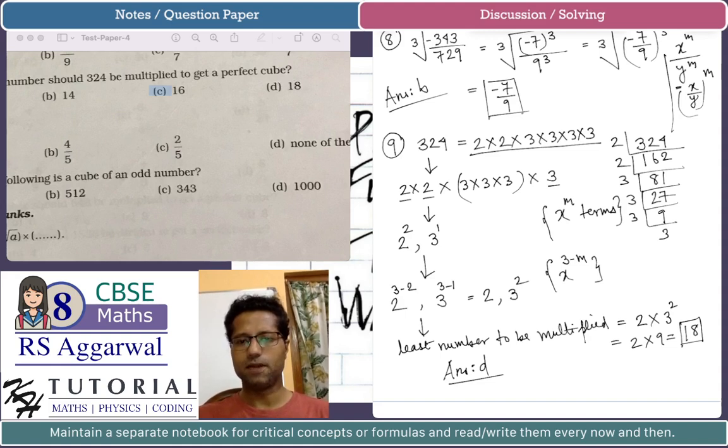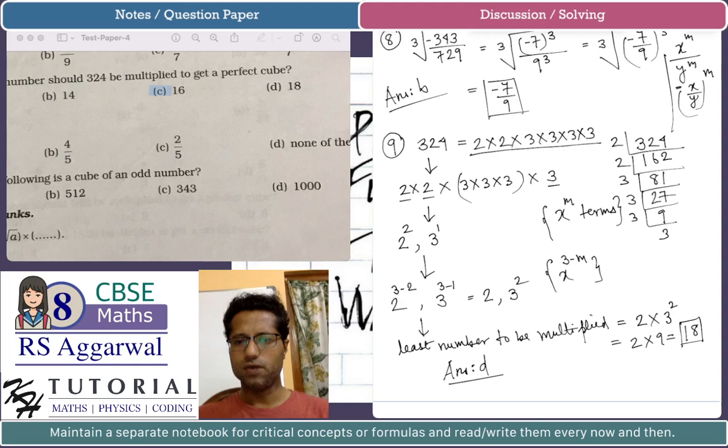So 2 multiplied by 2 is 2 square. So 2 square is one such x to the power m term. The other term is the 3. 3 happens once, so 3 to the power 1 is another x to the power m term. So for this problem we have 2 x to the power m terms, which are 2 square and 3.